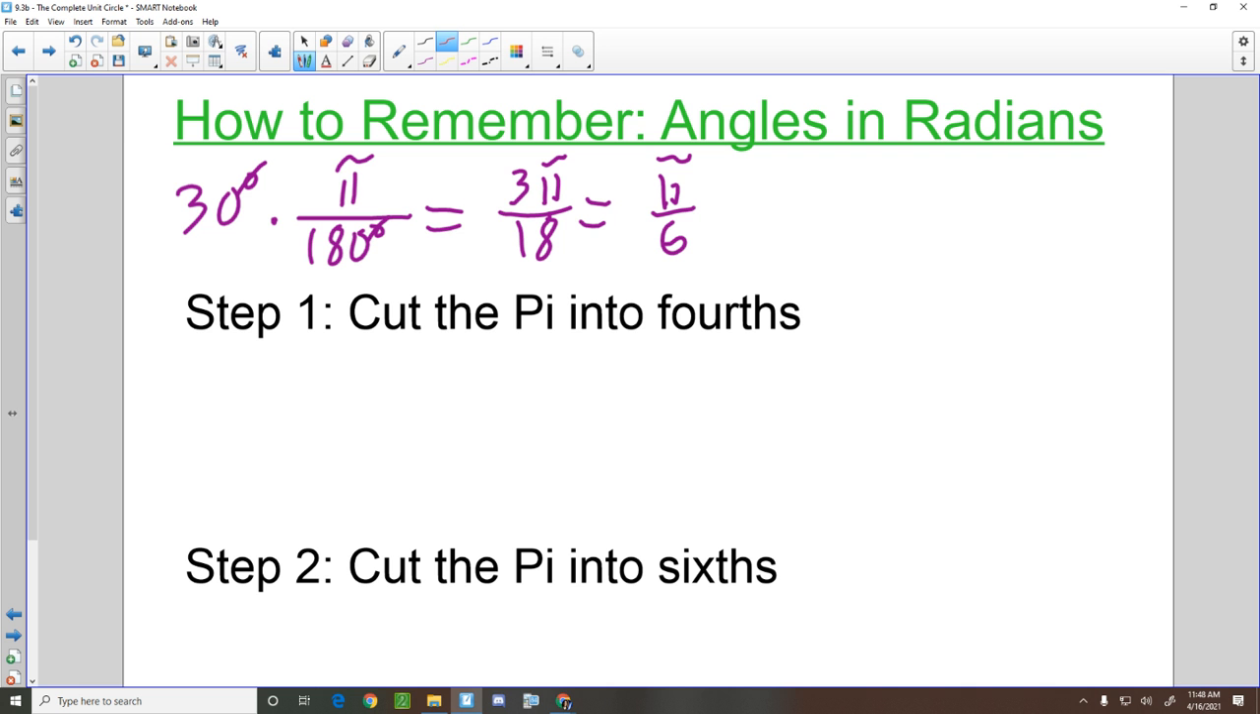We're going to cut up the pizza pie into fourths. I'm going to take each pie and slice it into 4 equal slices. And basically, you just count up the number of slices that you have, and that's going to be your angle in radians. It's a really cool way to think of it.